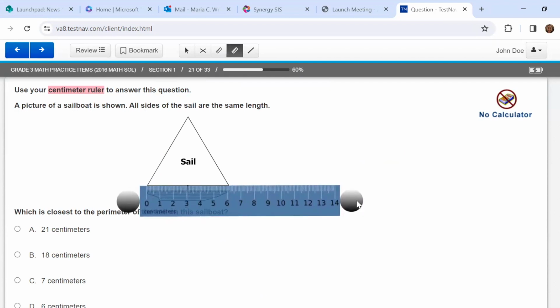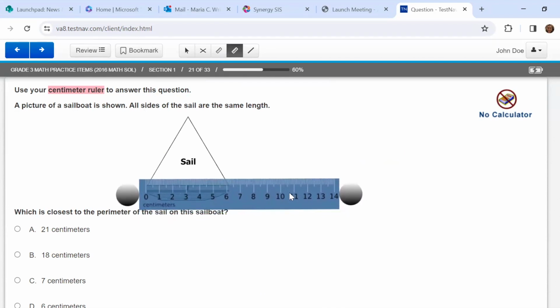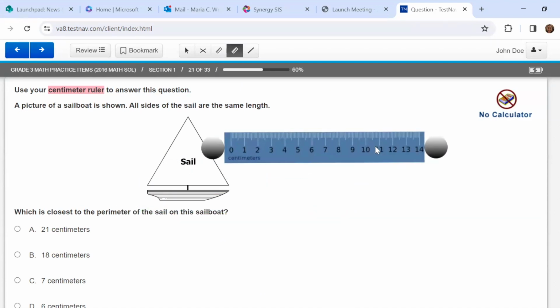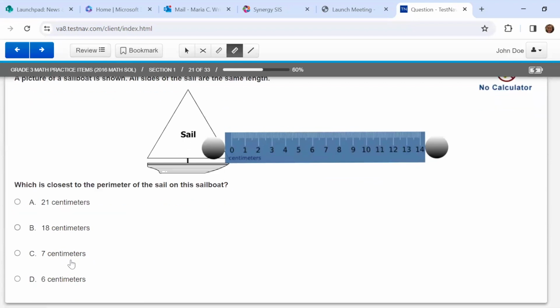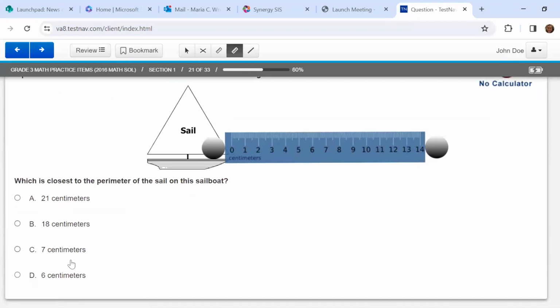All right, so 6 plus 6 plus 6, or 6 times 3. What would our answer be? Yeah, 18 centimeters. Good job.